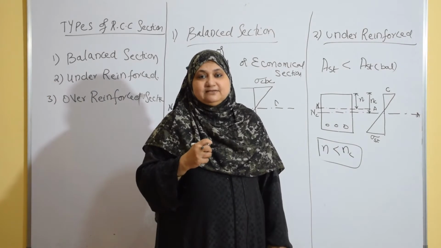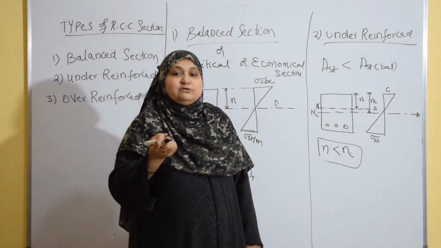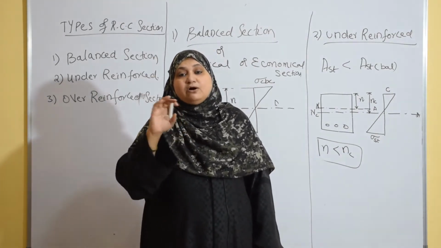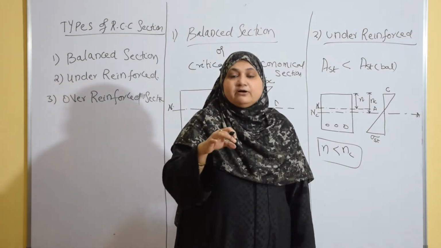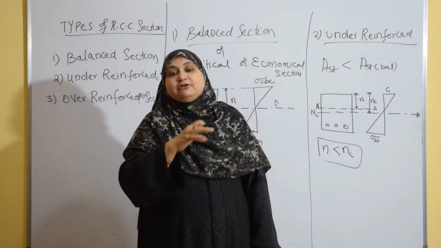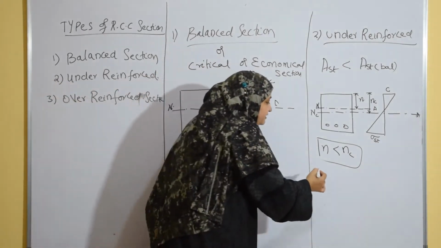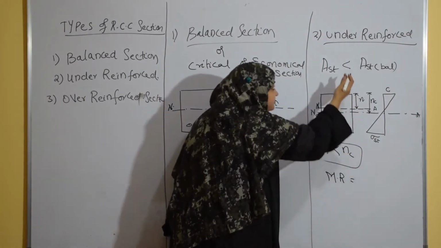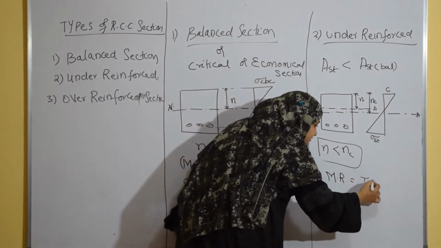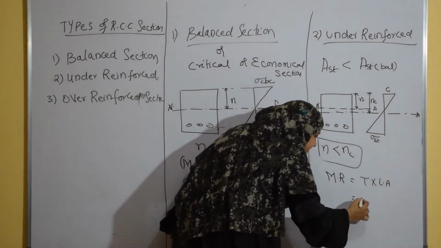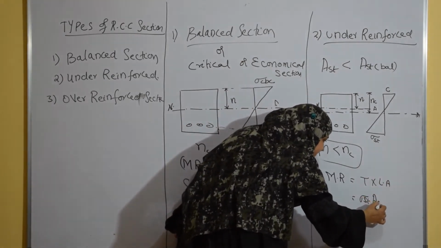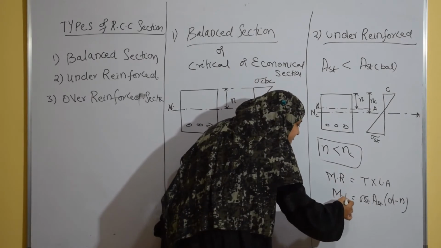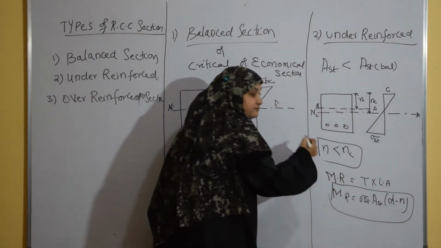Because steel is less here, we have to design the moment of resistance for tensile stresses, not for concrete, because concrete is safe. If you design for compressive stresses, then the member may fail due to tension. That is why we take moment of resistance based on tensile stresses. That is, moment of resistance of an under reinforced section will be tensile force into lever arm. So if you remember, sigma st into Ast into d minus neutral axis lever arm. This is the formula for moment of resistance in case of an under reinforced section.